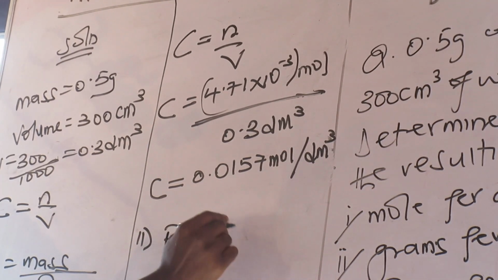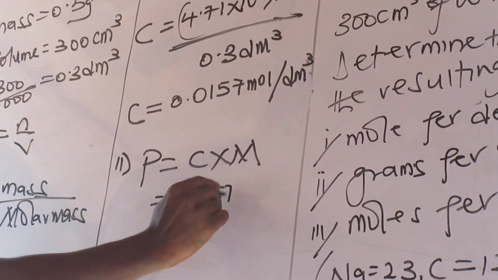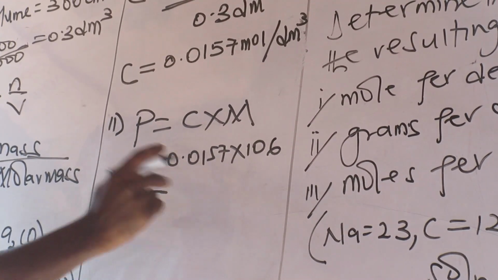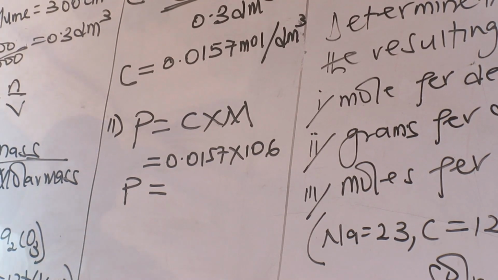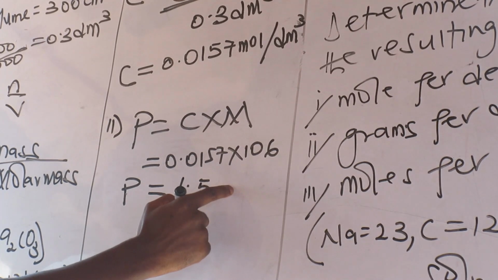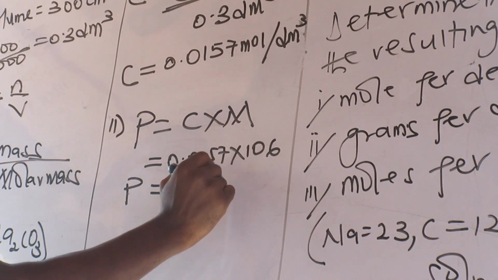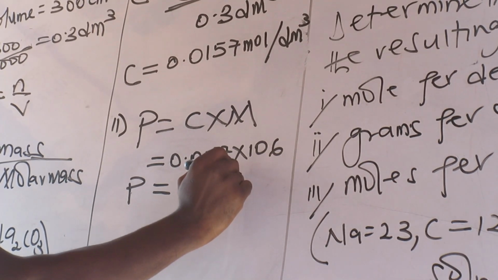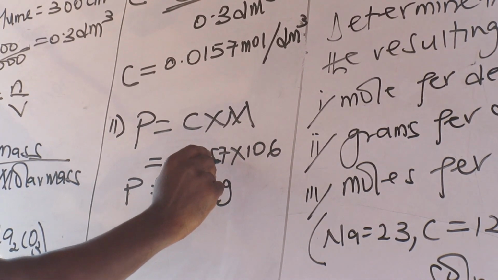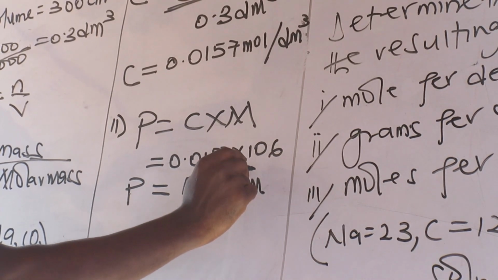So mass concentration can be concentration times what? Molar mass. What's the concentration here? Now what is the molar mass? 106, yes. Now this is grams per dm cube. Concentration, right? Concentration is in gram per dm cube now, right? Okay, gram per dm cube.